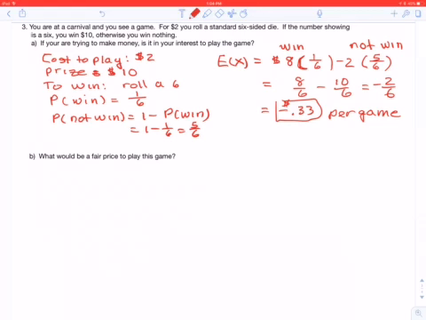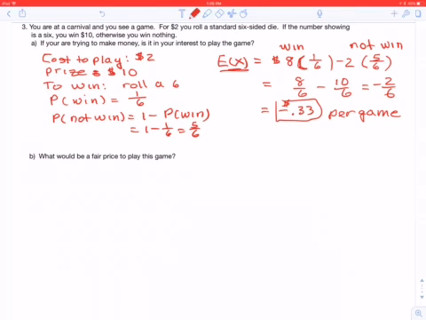So is it a fair price? Absolutely not. You're losing money. It's only a fair price if the expected value is 0. So neither the host of the game nor the person who's playing the game makes any money. You're just playing for fun.